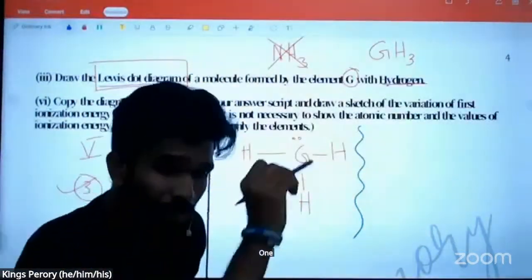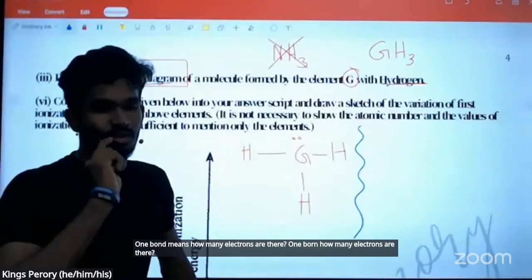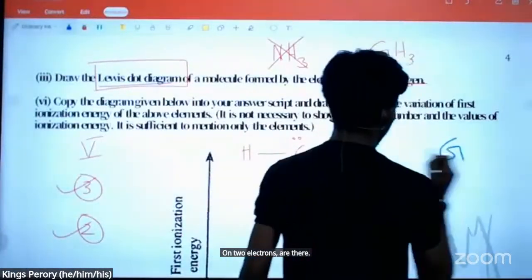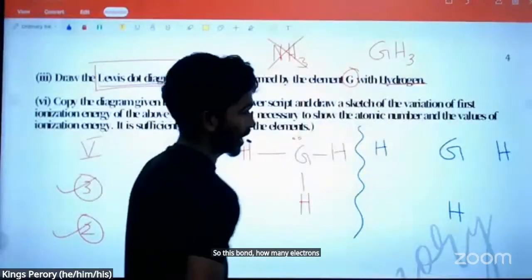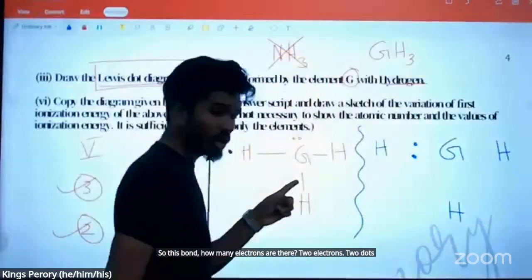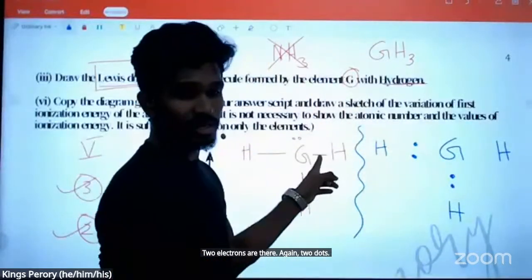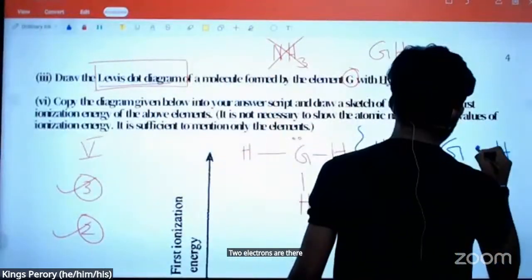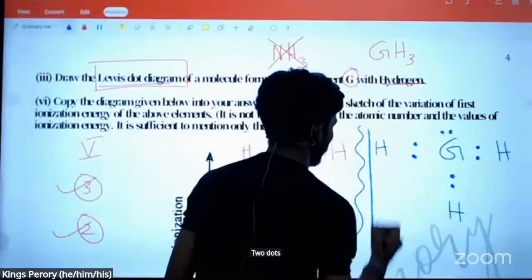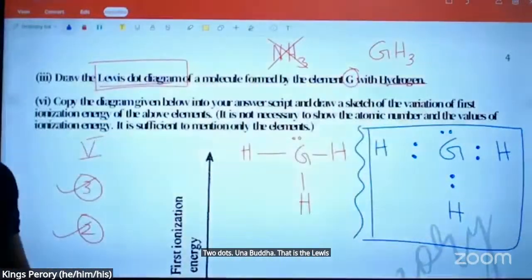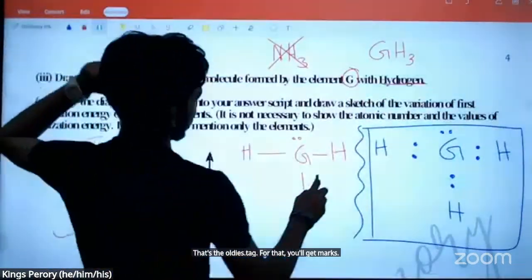One bond means how many electrons? 2 electrons. So this bond, 2 electrons, 2 dots. This bond, 2 electrons, again 2 dots. This bond, 2 electrons, again 2 dots. And 2 free electrons, 2 dots. That is the Lewis dot diagram. For that, you'll get marks. Don't draw hydrogen this far.